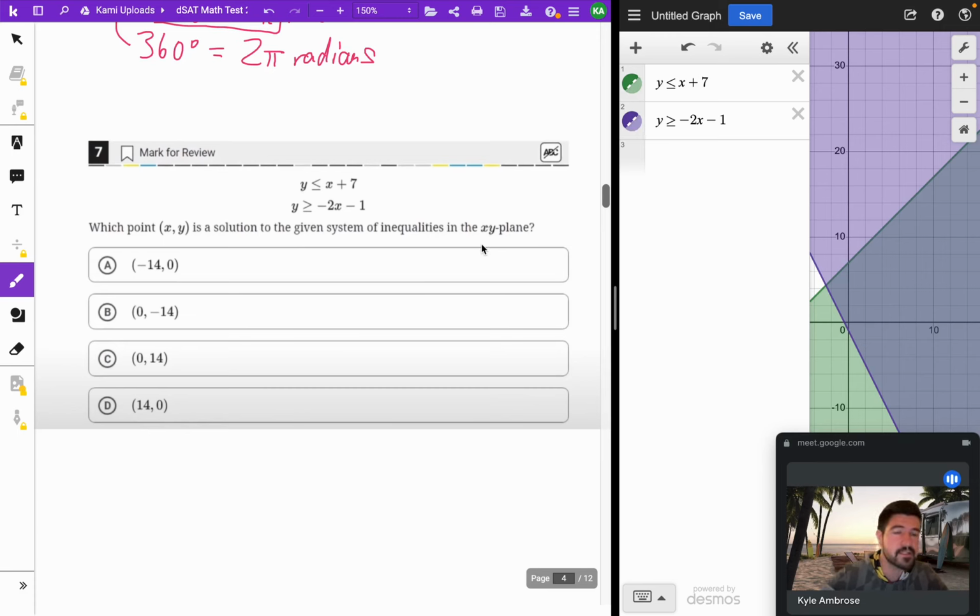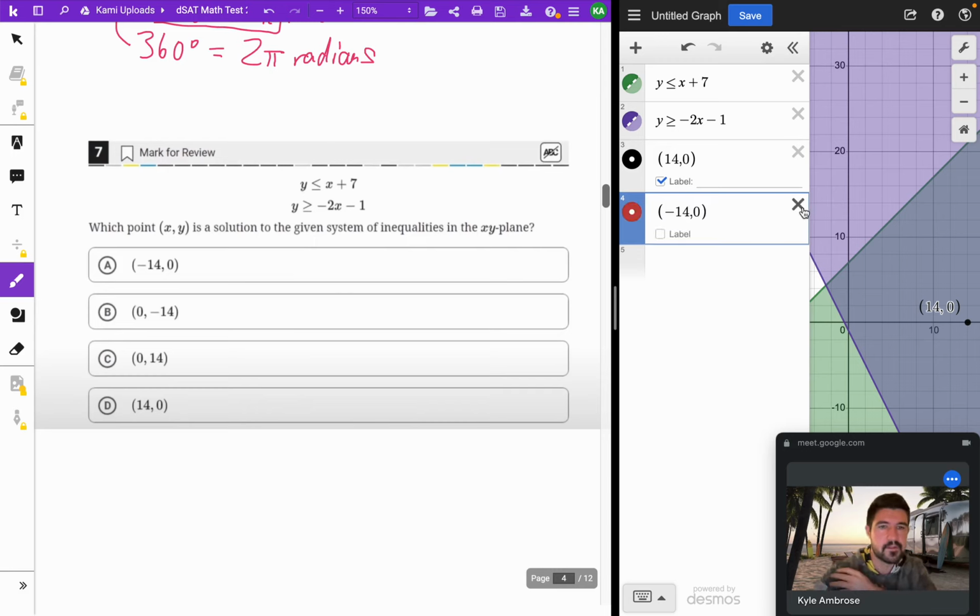And so the question is, which of these points is in that region where both are shaded? And you could see pretty quickly, I hope, that it's D, 14, 0, and here's why. The point 14, 0 is right there in black, and clearly that is in the shaded region of both. If you test out all the other points by eyeballing them or typing them into Desmos like we just did, you'll see that none of the other ones are in that shaded region.